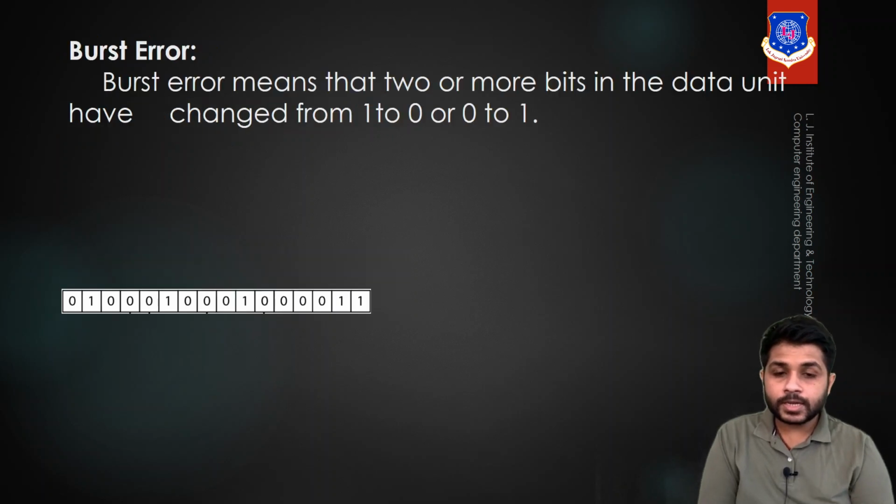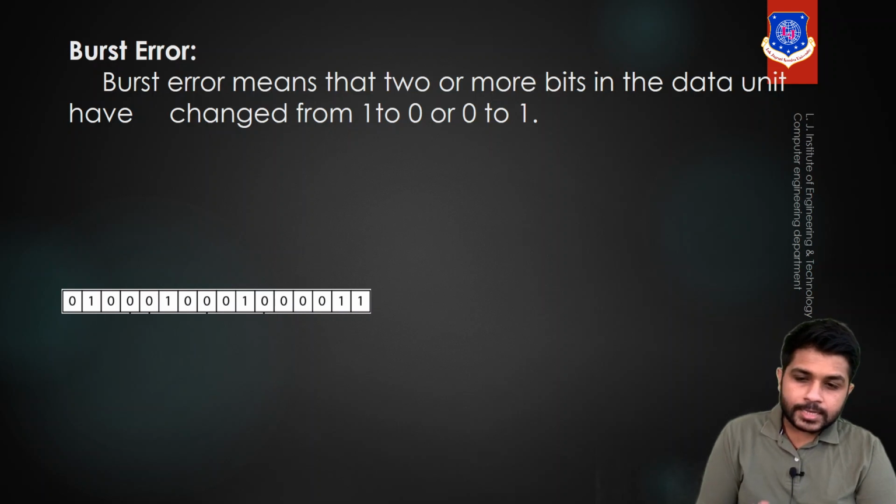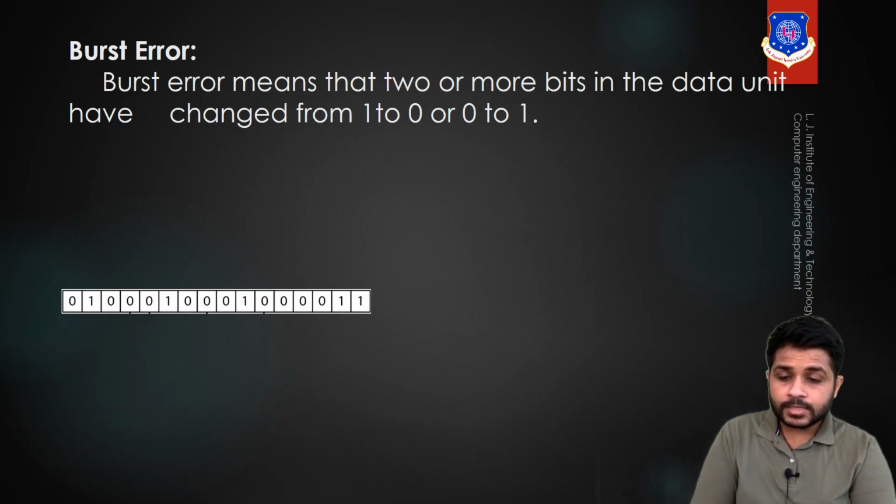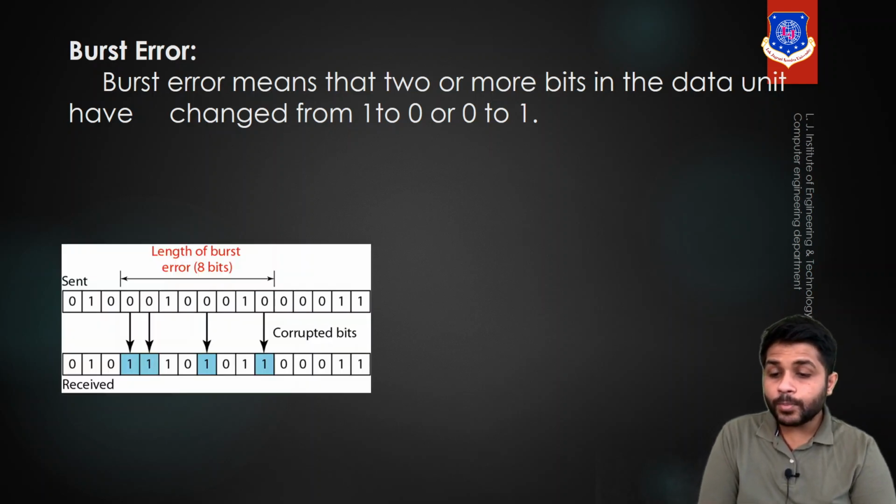Now let's see the burst error. In the burst error, if we are sending any data, at the receiver side more than one bit is changed, right? So you can see that the sender is sending this data, at the receiver side more than one bit is changed, and when more than one bit is changed, it is known as a burst error. You can see that the highlighted bits are changed, right?